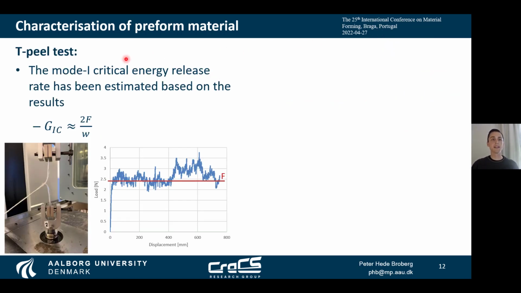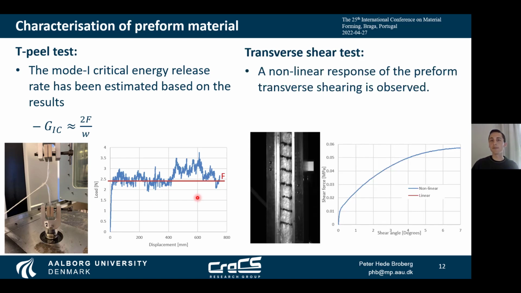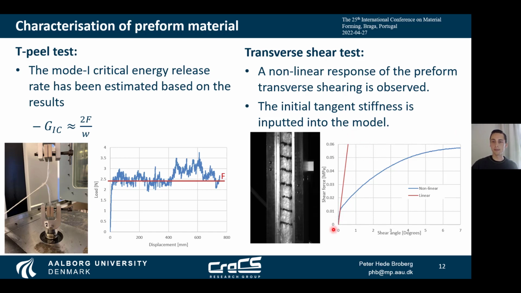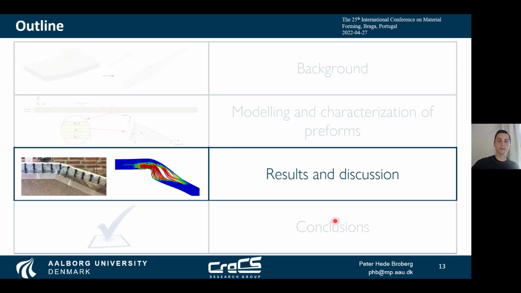From the T-peel test, we have estimated the mode 1 critical energy release rate of the binder. We have estimated that from the force that is needed to pull 2 non-crimp fabrics with a binder interface apart from each other. And finally, from the transverse shear test, we obtained this also nonlinear behavior of the preform. As input to the linear model, we have used this initial stiffness of this response. Yes, so let's now discuss the results that we have obtained.